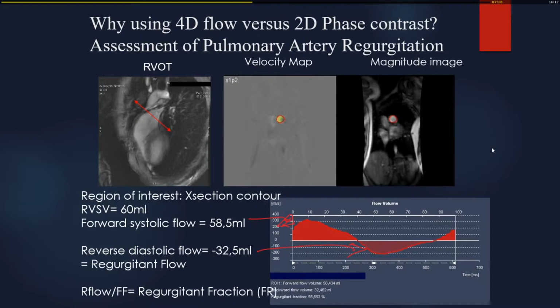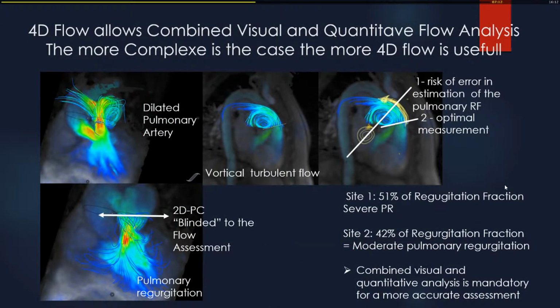But when we are doing these measurements, it's blinded to what is happening in the vessel. As an example here, we see pulmonary regurgitation in a pulmonary artery which is dilated. So if we do it blindly, we do measure here. But if we turn the data in 3D, we see that we have a vortex here in a dilated pulmonary artery. And this vortical flow can give errors when we do our measurements in this turbulent area here.